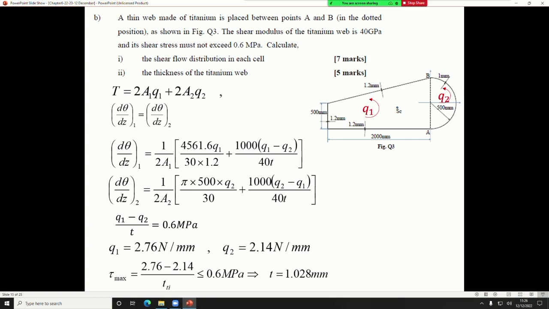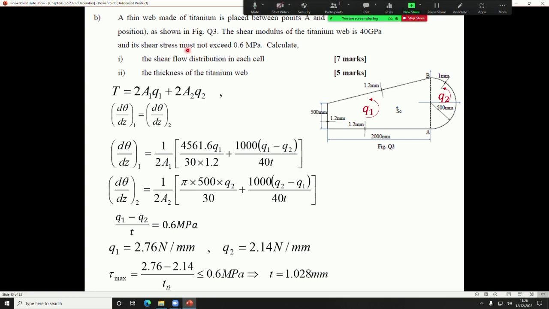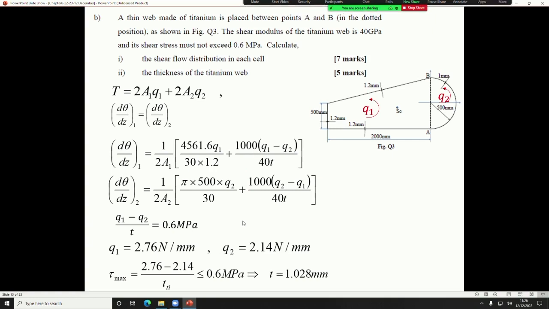But at the moment, it says the shear stress in the vertical web not to exceed 0.6 megapascals. Now, if it was a coursework, obviously there are many solutions for this example because it said not to exceed. It doesn't say it is equal to 0.6. But in exam, just go for one solution to get more full mark for it. So shall we move on?